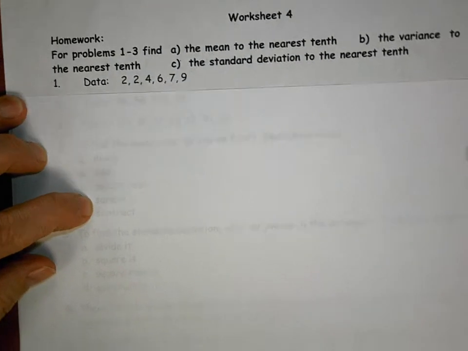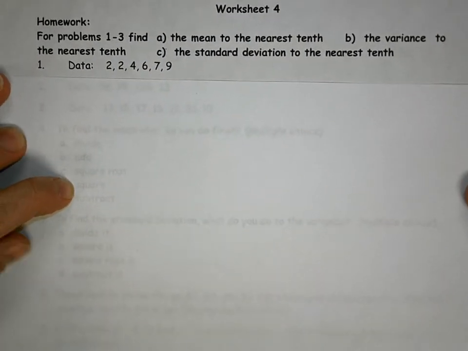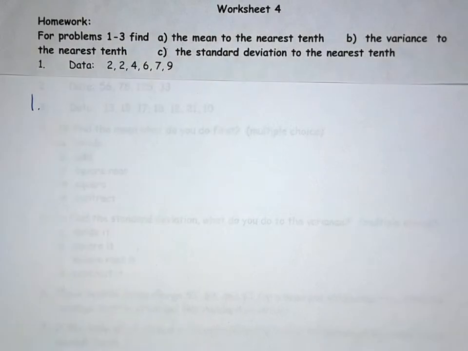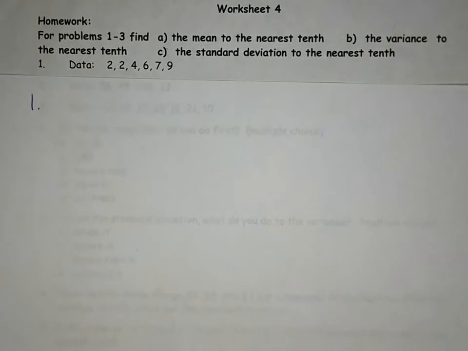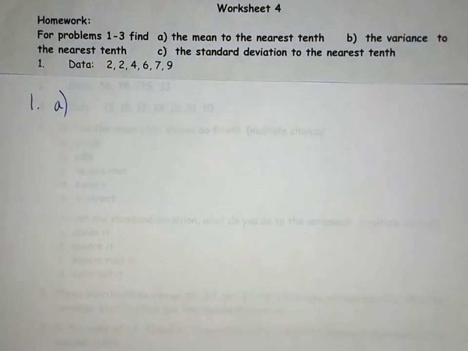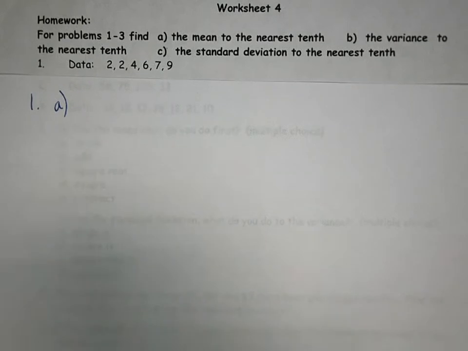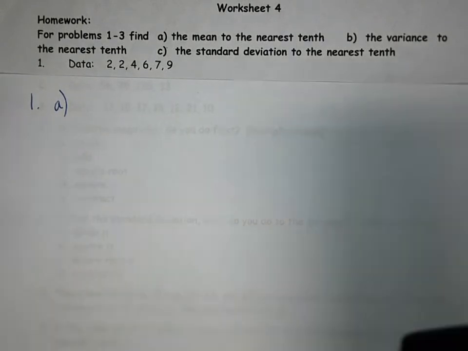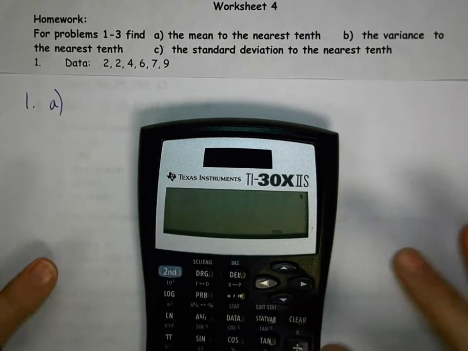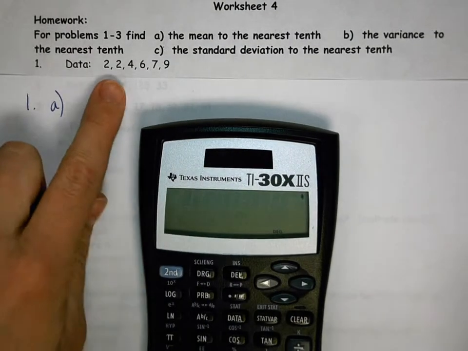Sorry, you couldn't see what I was talking about. Okay, so we're going to do number 1. You might want to get a calculator if you don't have one. Now, I realize that writing some of this stuff out might be annoying, so I'm not necessarily going to make you write everything, because you can do a lot of it in your calculator. So, how am I going to find the mean?